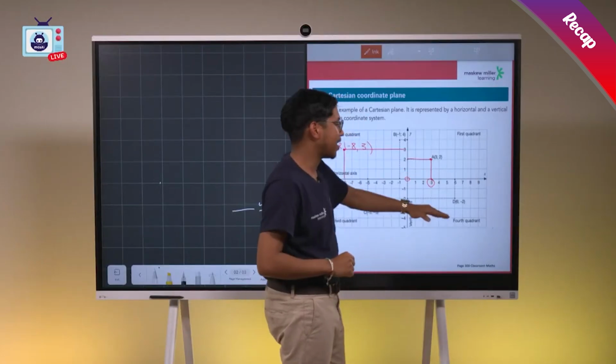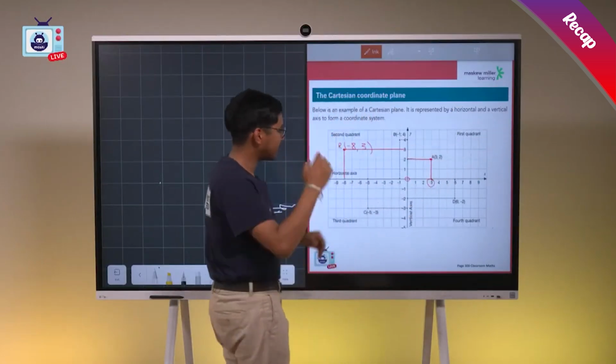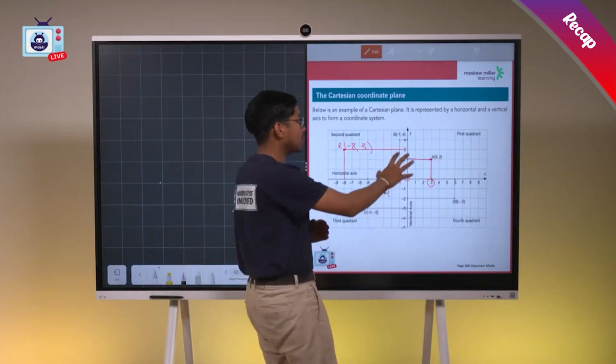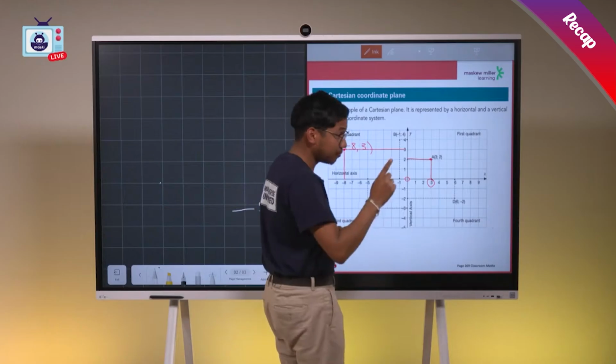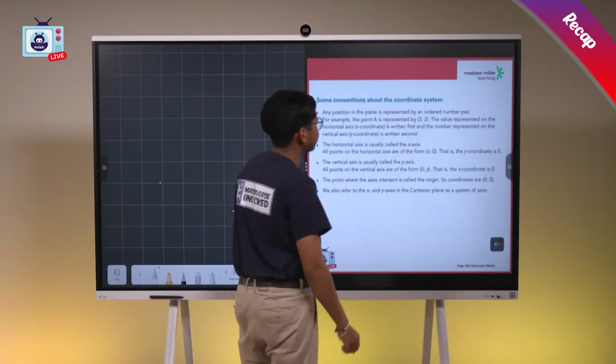It doesn't stop at 9. This axis actually continues forever. It continues to infinity, okay? That was just a brief explanation of what the coordinate plane is all about. Very important to understand before we can actually sketch graphs, okay?